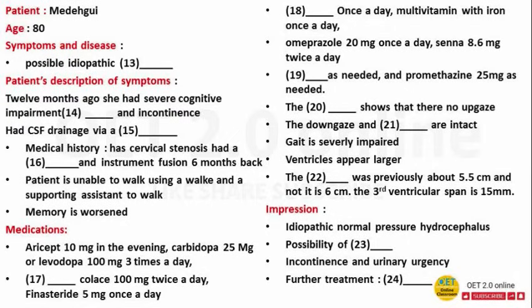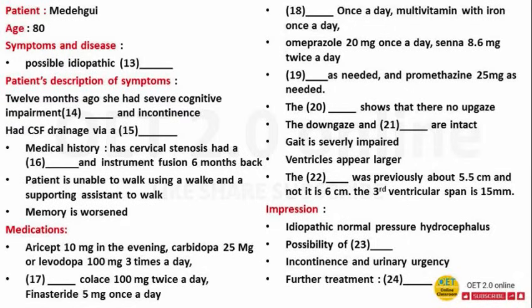I have reviewed your CT scan of your brain and compared it to the MRI scan taken 8 months ago. Now I can see that the ventricles appear larger. The frontal horn span was previously about 5.5 centimetres, and now it is 6 centimetres. The third ventricular span is 15 millimetres.